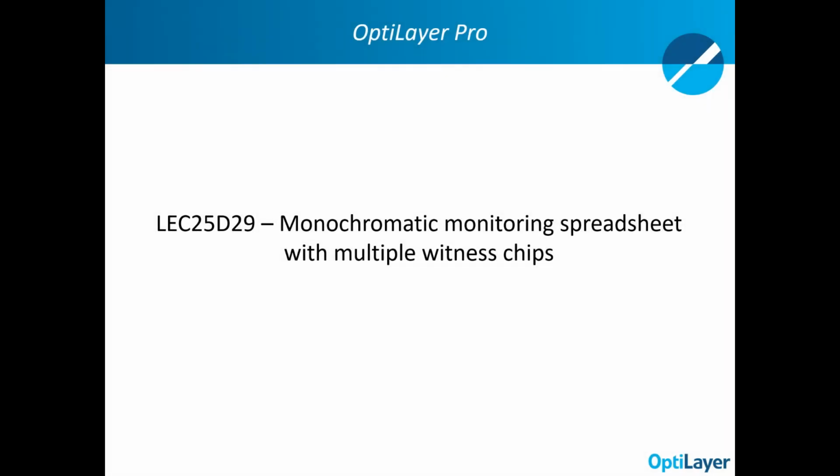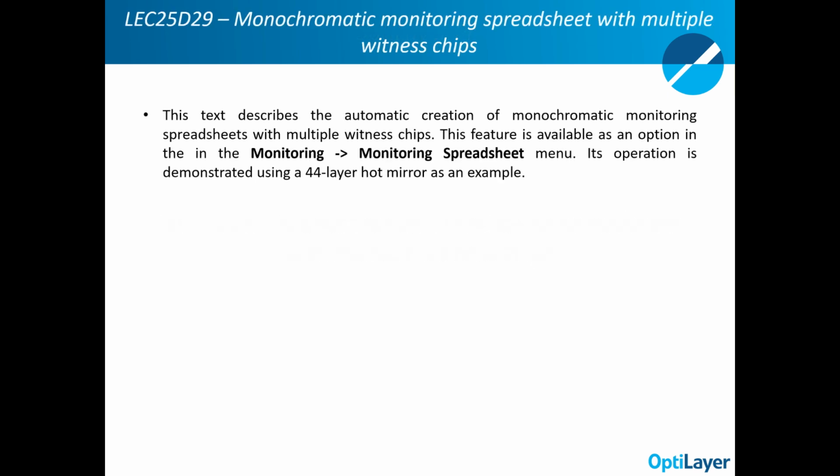Monochromatic monitoring spreadsheet with multiple witness chips. This video describes the automatic creation of monochromatic monitoring spreadsheets with multiple witness chips. This feature is available as an option in the Monitoring, Monitoring Spreadsheet menu. Its operation is demonstrated using a 44-layer hot mirror as an example.